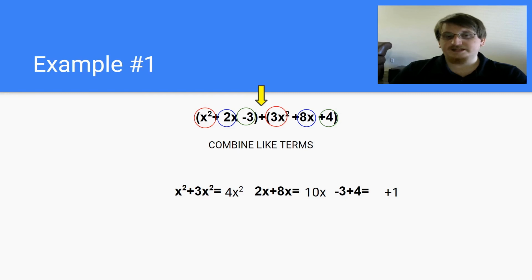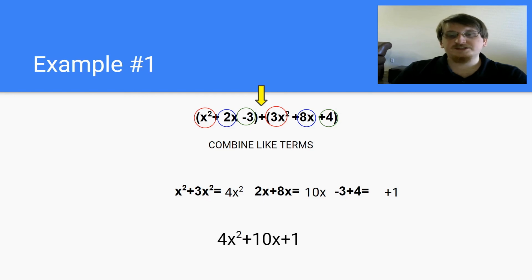2x plus 8x, so we combine those, we get 10x. And then finally, negative 3 plus 4, which gives us 1. So make sure you remember the rules for adding and subtracting positive numbers, or when in doubt, you can use the calculator. So pause the video and solve it for yourself. And these are the answers. We write them together.